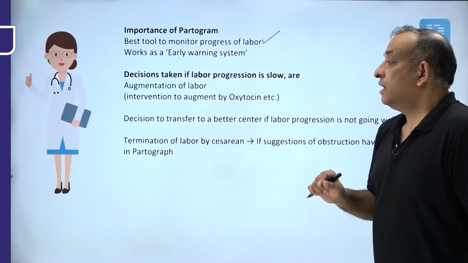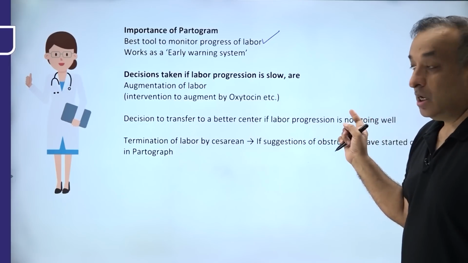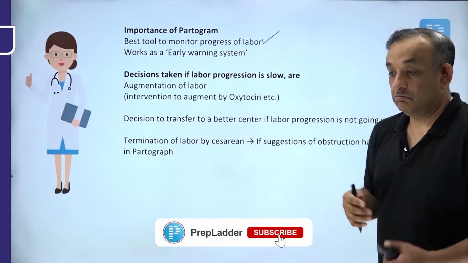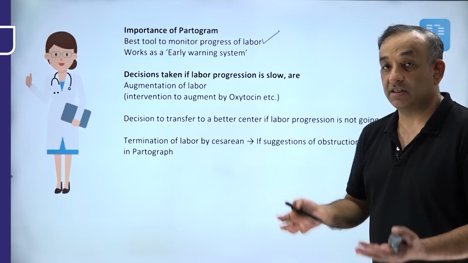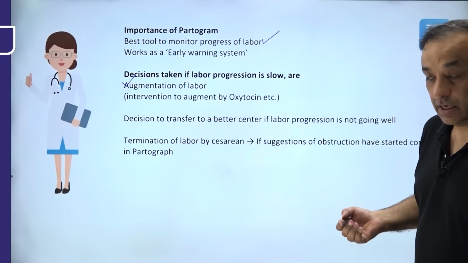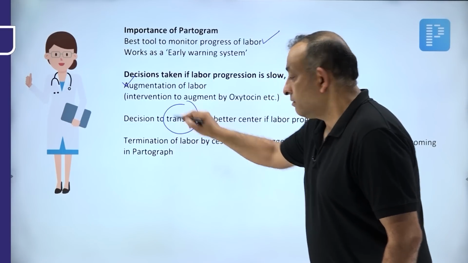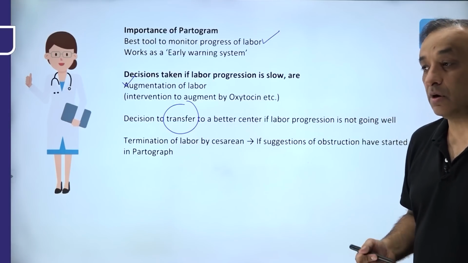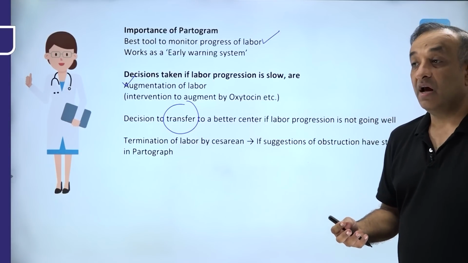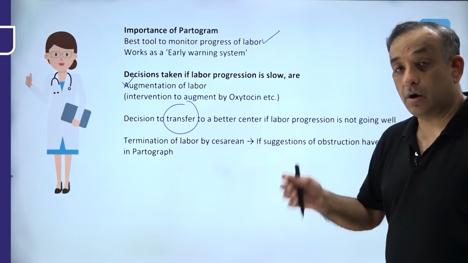Then, decisions taken if labor progress is slow. These decisions like contraction not very good, increase the oxytocin, known as augmentation. Okay, we can do that. We can also take a decision that send her to a bigger, better hospital, transfer her because we don't have the facilities of monitoring and this looks like it is getting complicated and slow, send her to a bigger hospital.